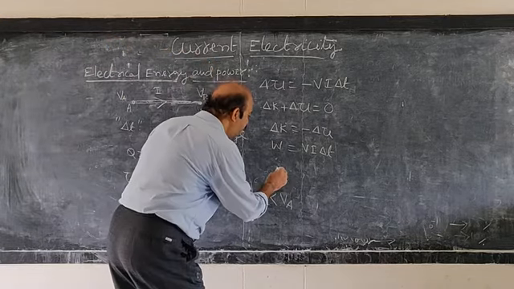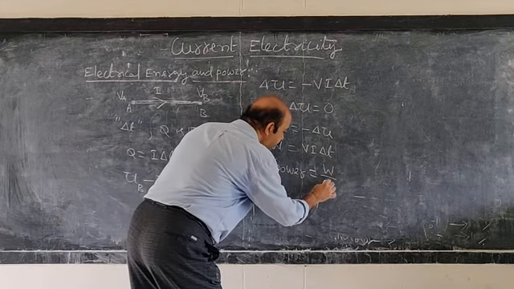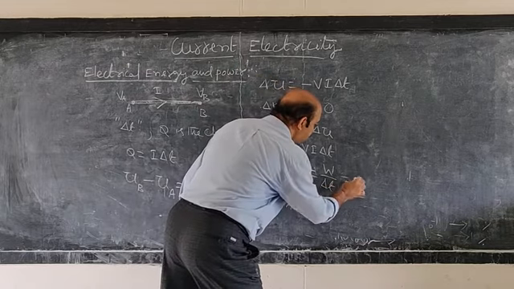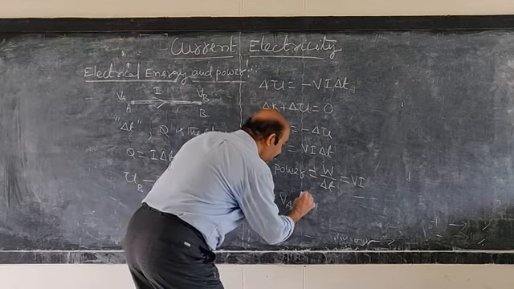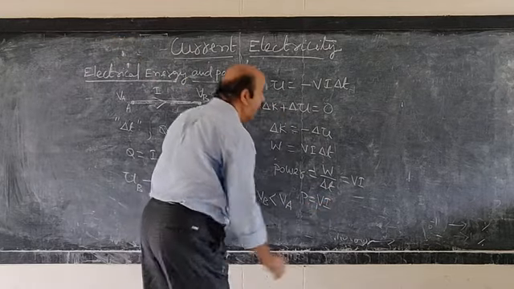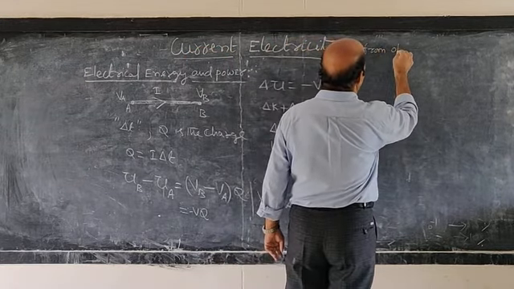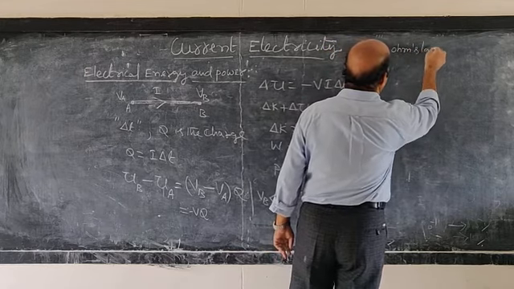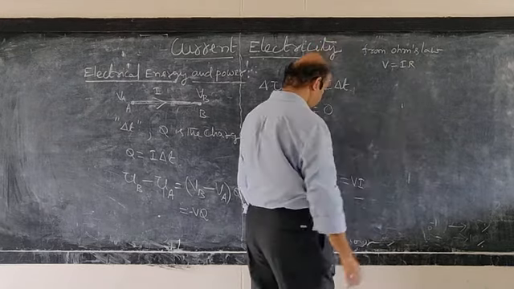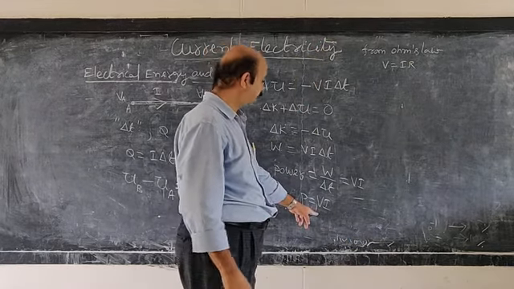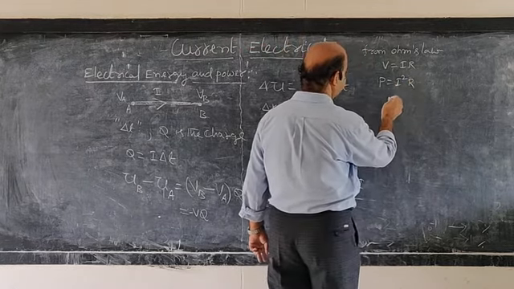So therefore, if I talk about power, power is the rate of doing work. Therefore, that is equal to VI. And hence, we can write power as P is equal to VI. Or from Ohm's law, we know that V is equal to IR. Therefore, if you substitute here for V, the power formula becomes power is equal to I square R.